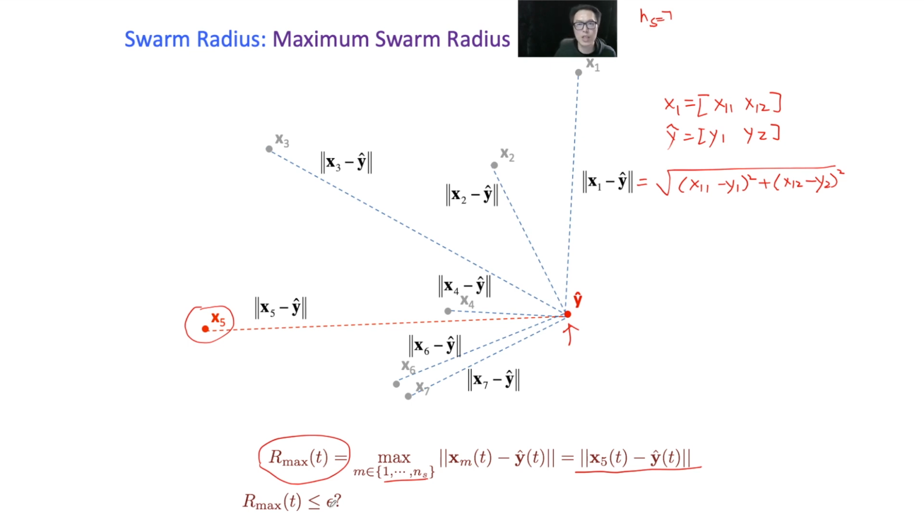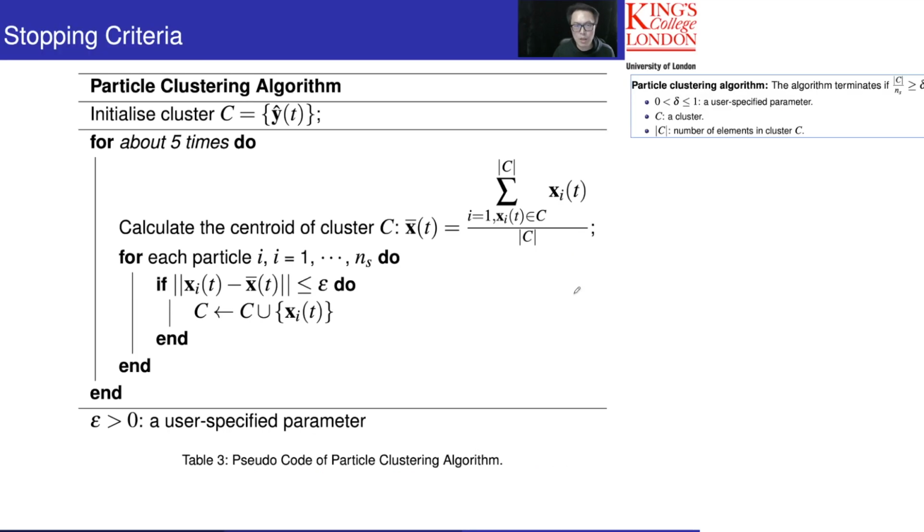So the physical meaning is that we are going to measure how close the particles are to the global best solution. If they are very close to the global best solution, then we stop. And now the second method, that is the particle clustering algorithm. We are going to use the clustering algorithm to determine how close to the solution they are, I mean how close the current swarm is.